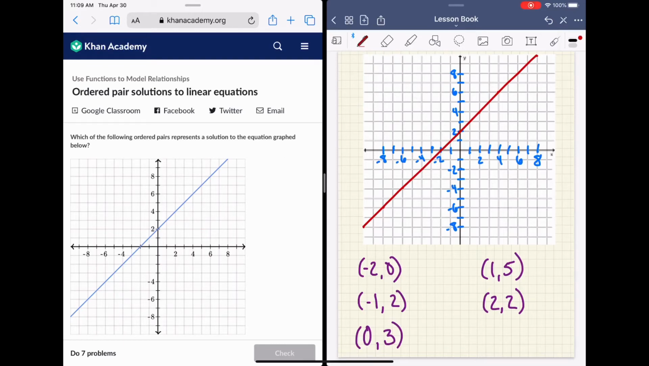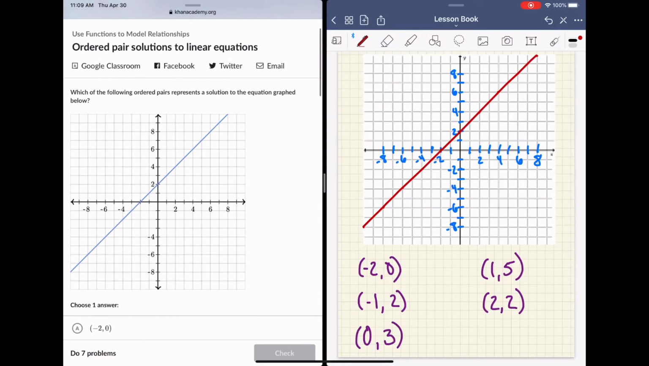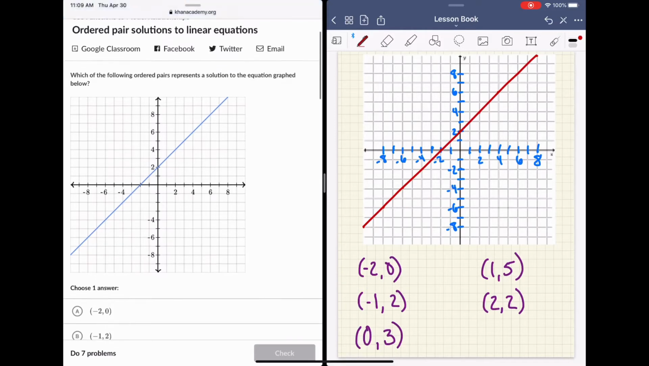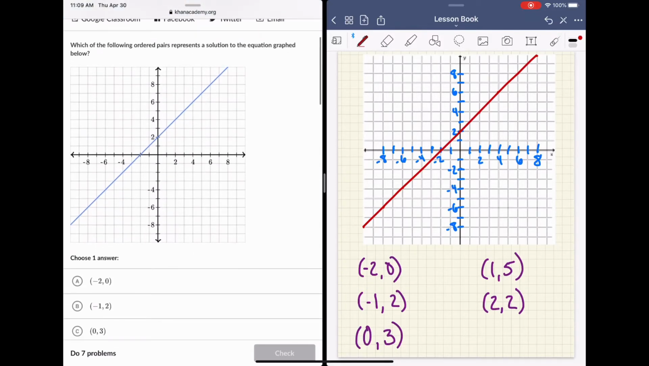Okay, here we're asked to determine which of the following ordered pairs represents a solution to the equation graphed below. So when you're searching for ordered pair solutions to equations, basically what you're asking is, will that ordered pair appear on the line when the equation is graphed? So you can do this graphically or algebraically, and we're going to do a couple examples of both.